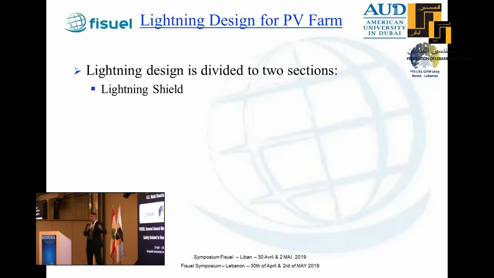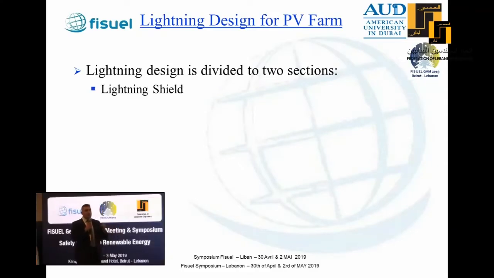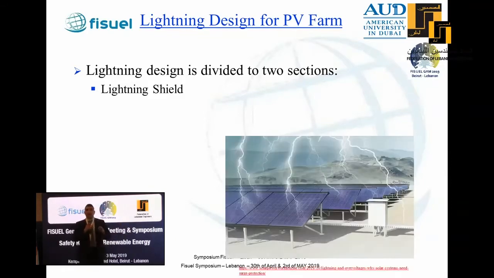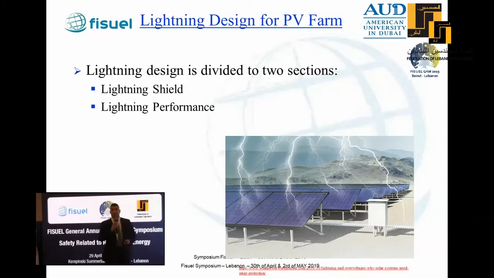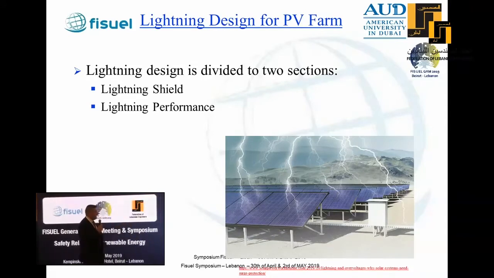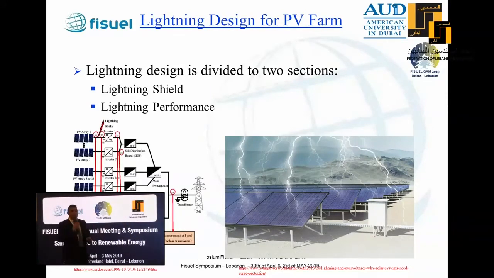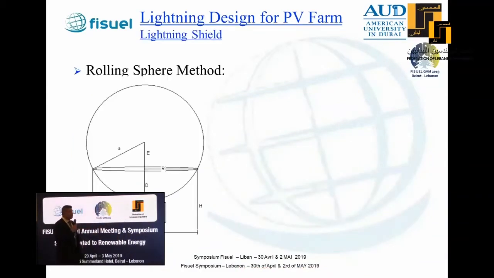In this presentation, we divided the lighting design into two sections. Lighting shield. The lighting shield is the first defense against lightning strike. And then we talk about lighting performance. As you will see throughout the presentation, lighting shield is not sufficient on its own to give you comfort when it comes to lighting design. Lighting performance is where you assess your installed electrical apparatus or protection devices to make sure they are compliant to standard.